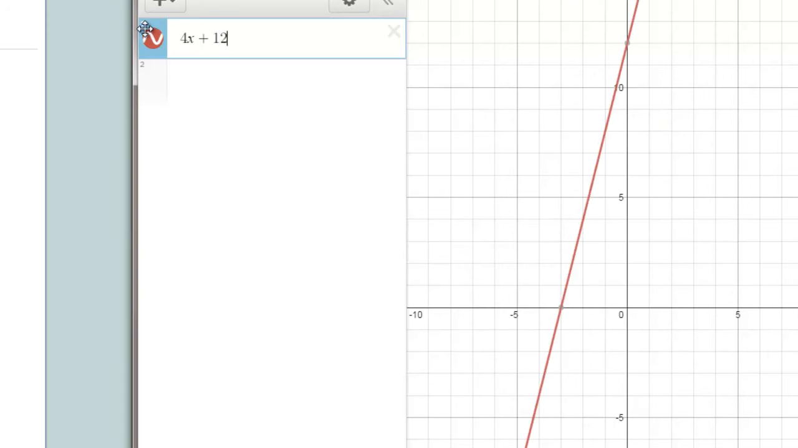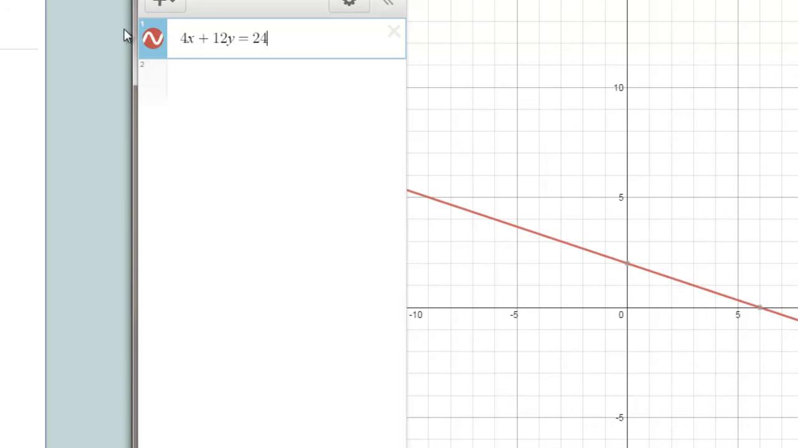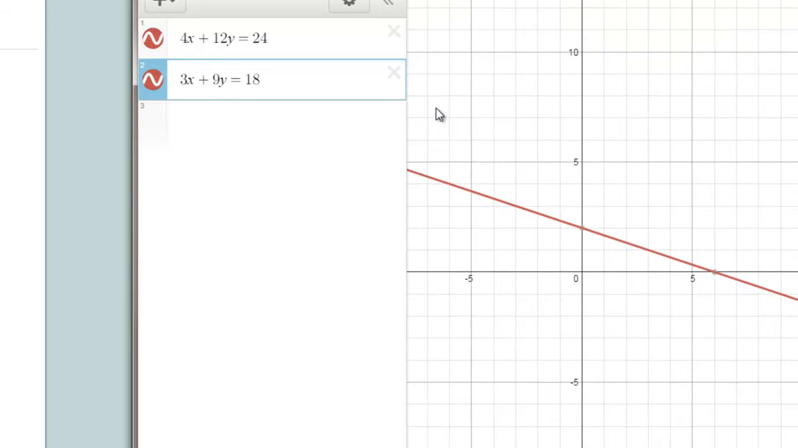4x plus 12y equals 24, and 3x plus 9y equals 18. Take a look at that. As I was typing that in, they ended up to be exactly the same line. Oof. What in the world does that mean? Well, let's take a closer look at that. This is why I want to start at the graph for this one.